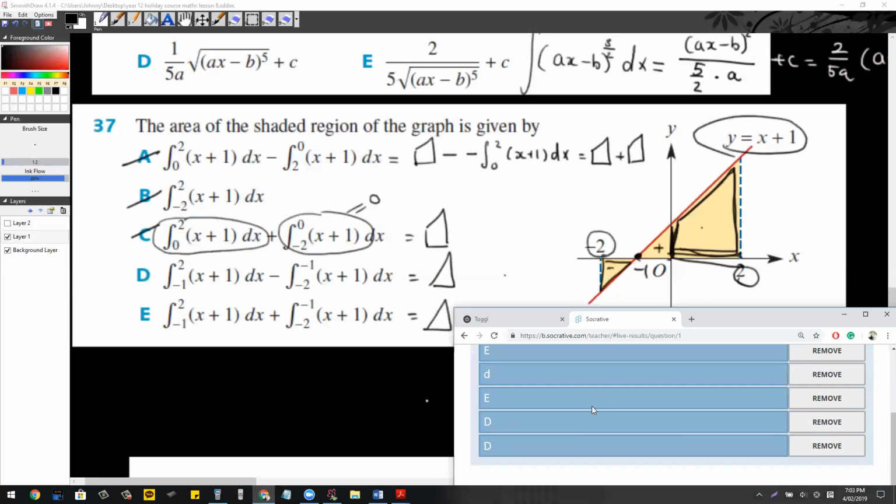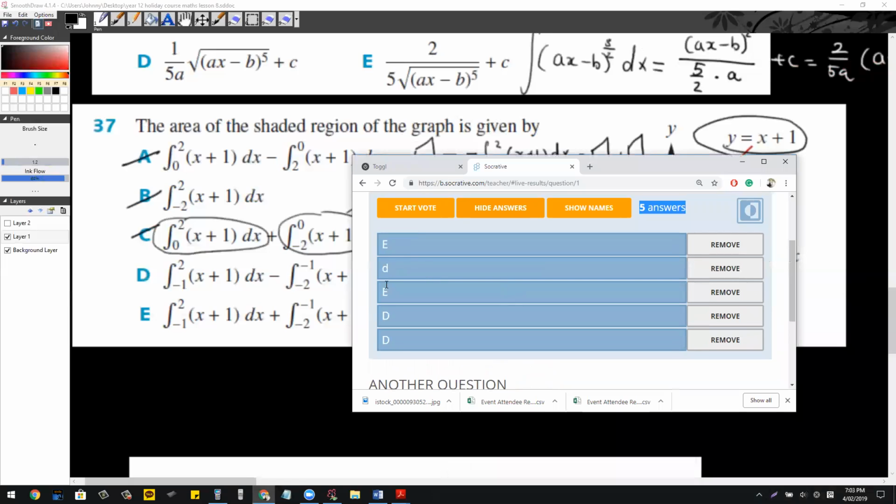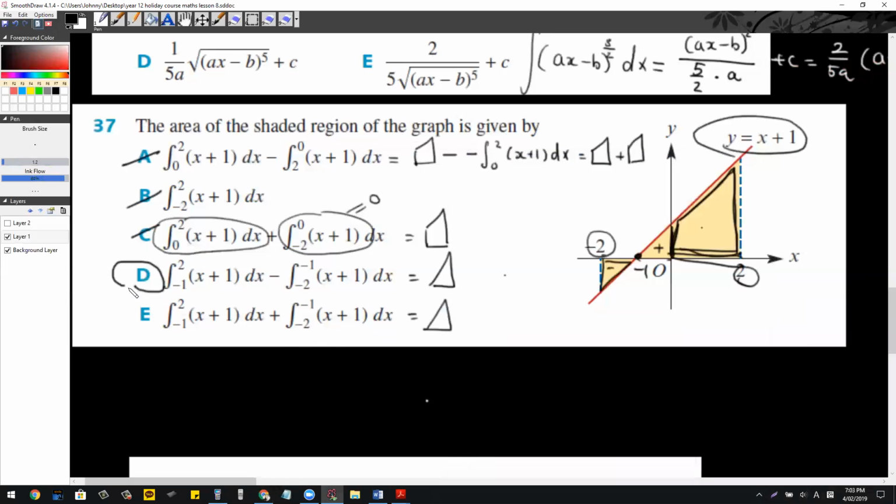Okay. So 2 of you are saying E. 3 of you are saying D. The answer is D. The reason is, if you do that, that's -2 to -1, that's negative. So you want that to be positive. We want this to be added rather than subtracted. So you have to put an extra negative sign here to make that positive. If you just do plus, then this is exactly the same as this one here. There's no difference at all.